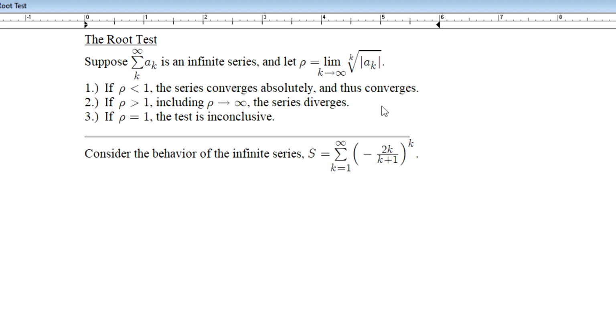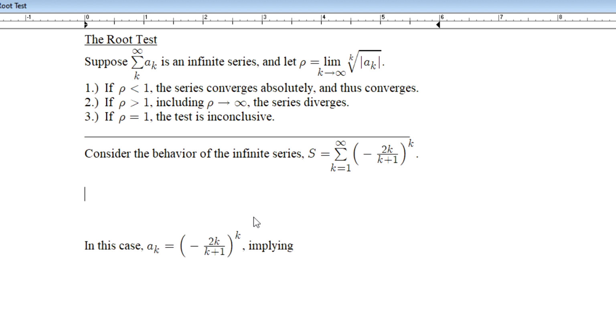Certainly you can hopefully start to recognize when this might be appropriate. And we can see that here perhaps in the argument of this series, right? Consider the behavior of this infinite series S, which involves this quantity, which does involve this negative, and we'll come back to that in just a moment, but more so this quantity raised to this kth power. What we might point out is that taking the kth root of something to the kth power is a rather convenient approach, right?